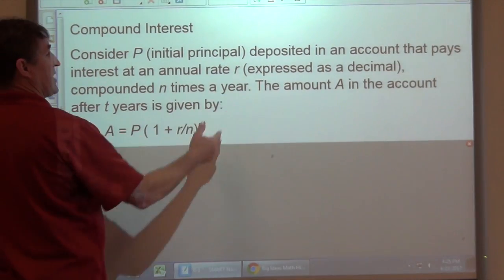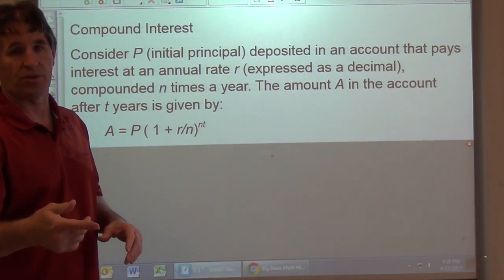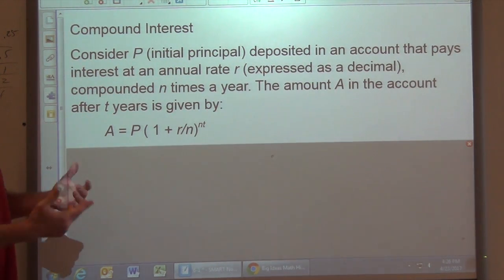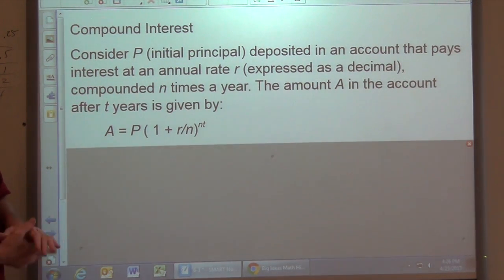Compounded n times a year. So that's how many times they're going to calculate the interest. They can do it monthly, quarterly, semi-annually, which would be every half year. They can do it daily. We're going to look at that.